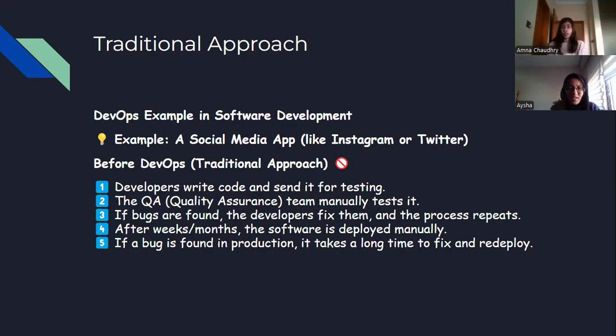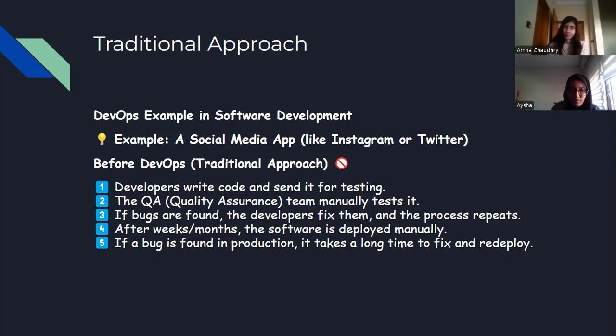So what was the traditional approach? For example, we can take social media like Instagram or Twitter. When they were first introduced in the market, they were using that traditional approach. Before DevOps came to the market, it was the old method. So the old method was like this.